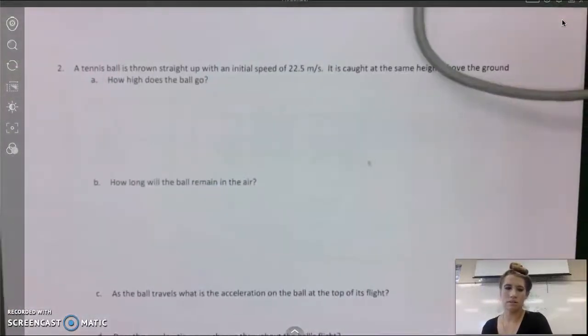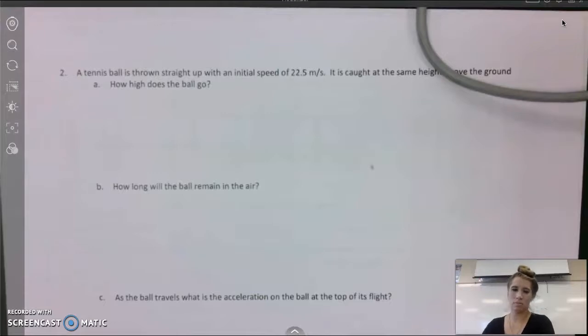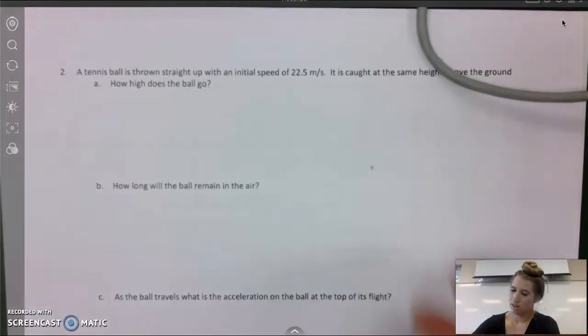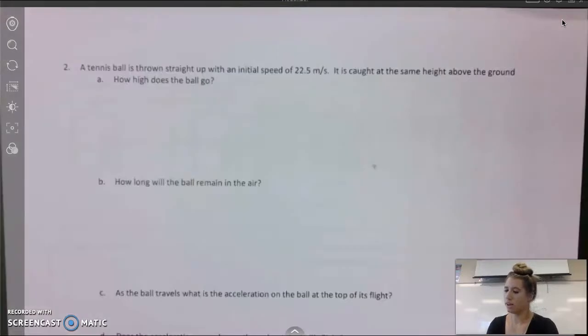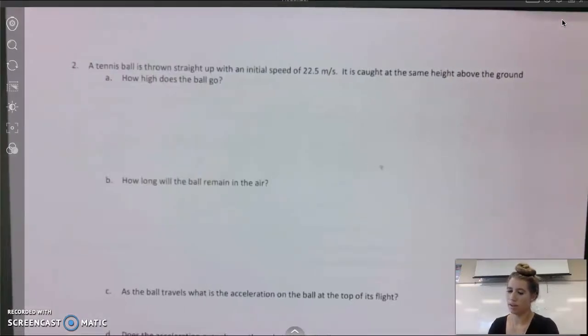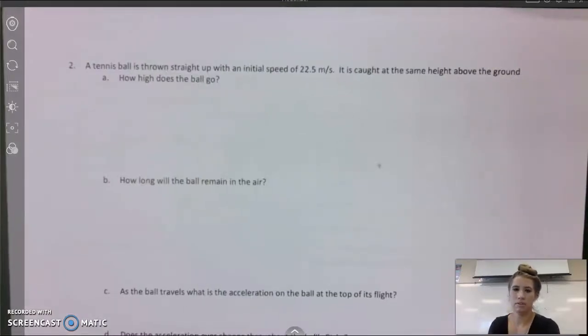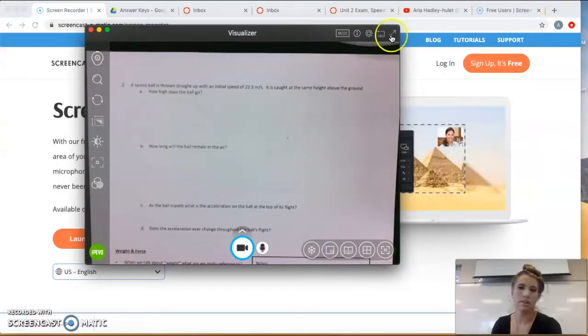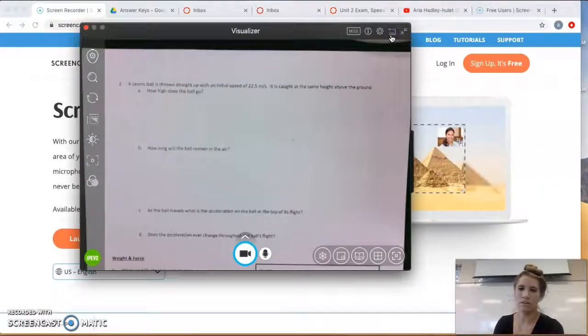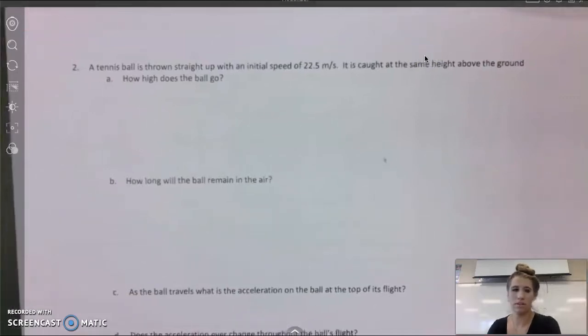A tennis ball is thrown straight up with an initial speed of 22.5 meters per second. It is caught at the same height above the ground. How high does the ball go? All right, let me check time here. Let's set this one up, and then we may have to finish it on the next video.